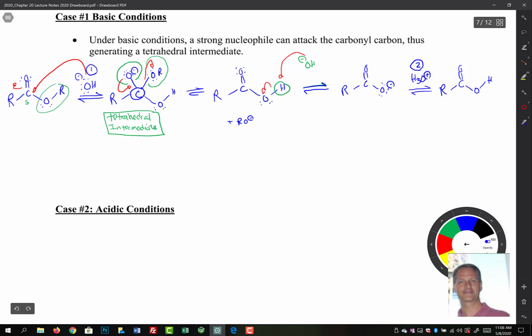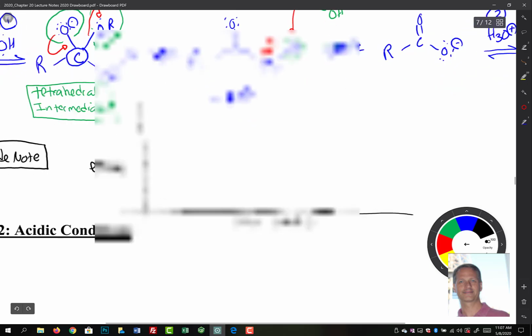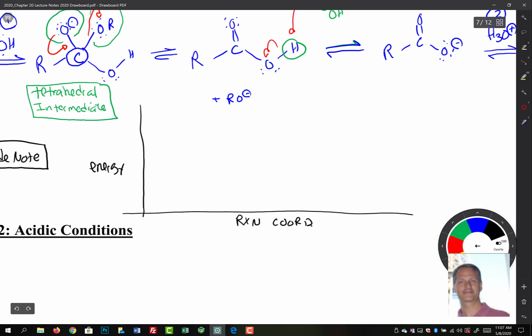All right, I want to talk to you guys real quickly about the reaction energy profile for this thing. So what I want to look at is just a different reaction. So let's just do a little side note here. Okay, here we have our energy, and here's our reaction coordinate. Okay, so what we're going to do here is look at the reaction of an ester. So let's go over here and let's do that.